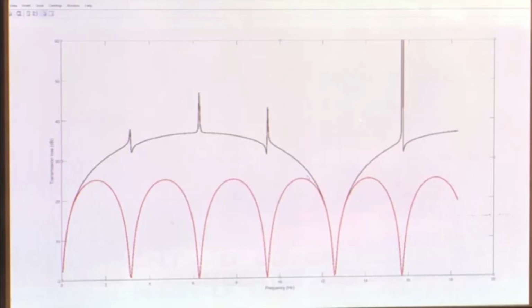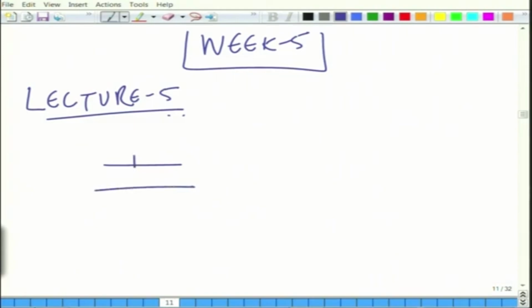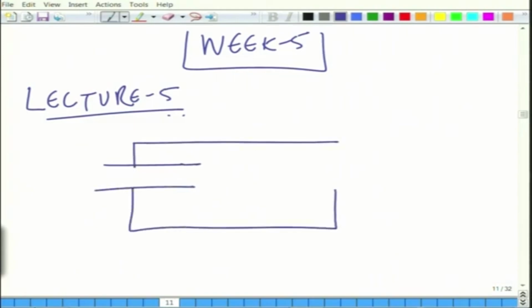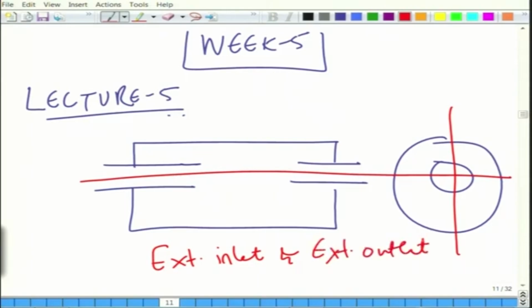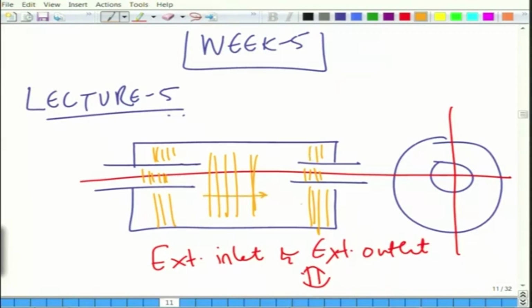So, basically now if we focus our attention on the schematics, this is what we did, and what I am claiming now is that we have this kind of a configuration, and what I was mentioning to you at the beginning of this lecture was that this extended inlet and extended outlet is equivalent to, and of course, a plane wave propagation occurs here, plane wave propagation occurs here.